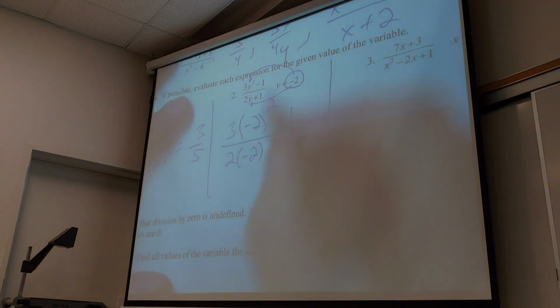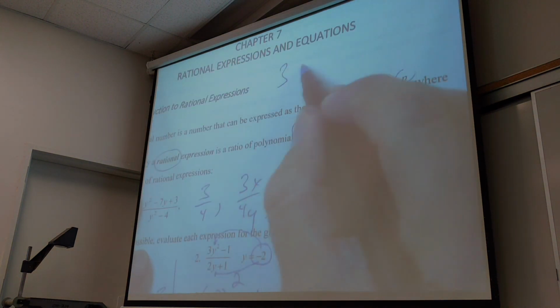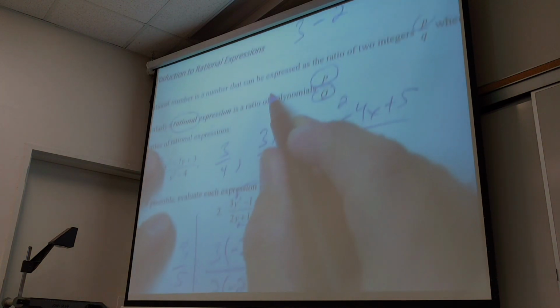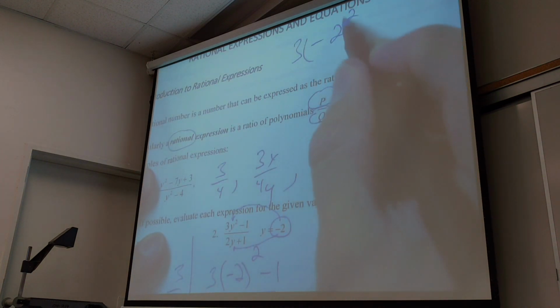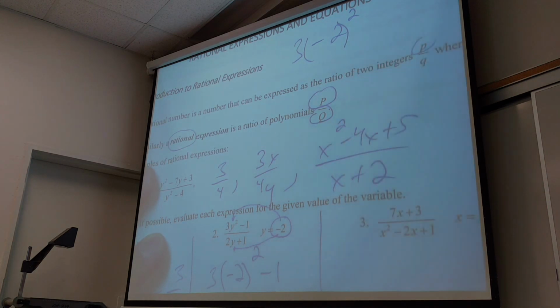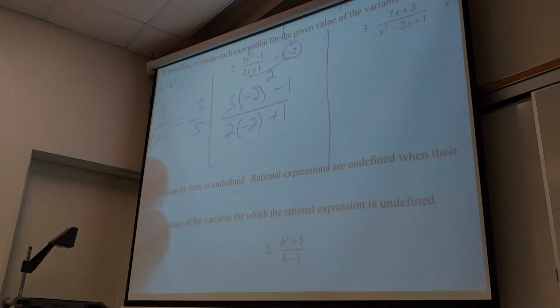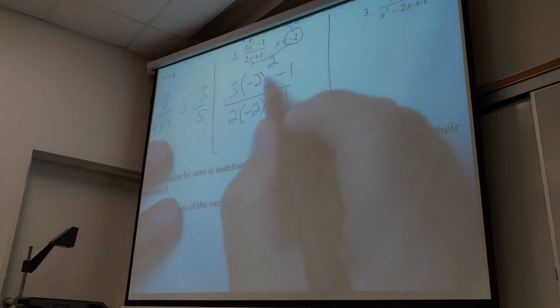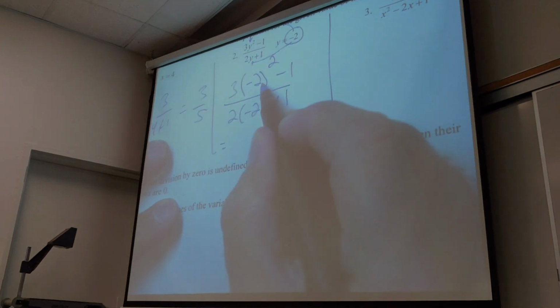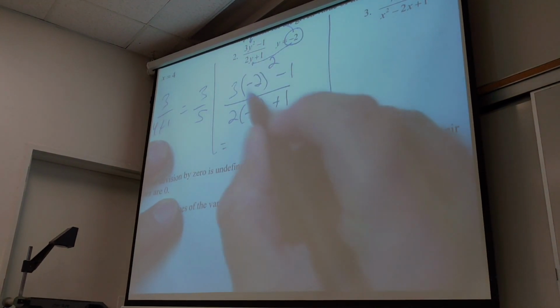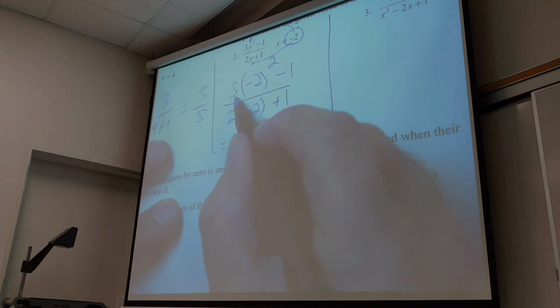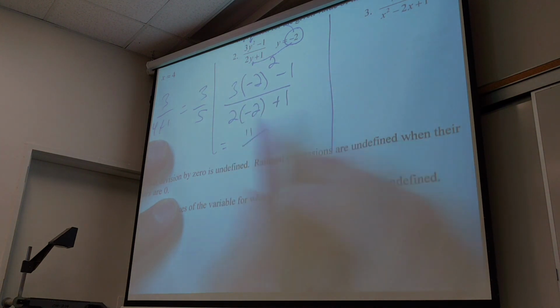If I didn't put parentheses in there, it would look like 3 minus 2 squared. That looks like subtraction now, but it's supposed to be times. So I need to put in parentheses. Now that's still times, so that preserves the operations. What do you get on the top here? What do you do first on the top? Negative 2 squared is 4. 4 times 3 is 12, minus 1, 11.